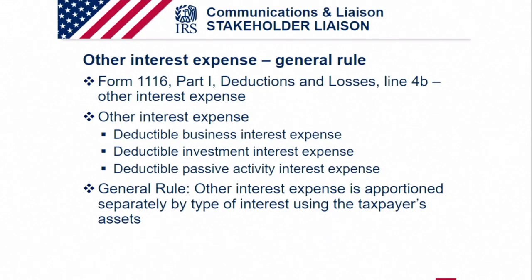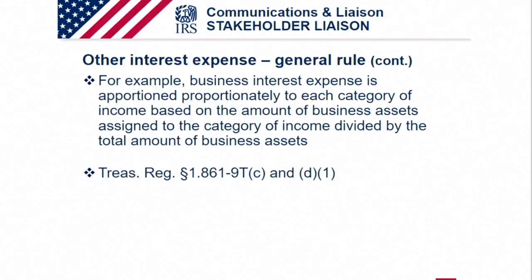Now we want to talk about interest expense other than the mortgage interest expense. This would go on line 4B of the Form 1116. The other interest expense, as Patty mentioned previously, is comprised of business interest expense, investment interest expense, and passive activity interest expense. The general rule is that these types of interest expense should be apportioned using the taxpayer's asset value.